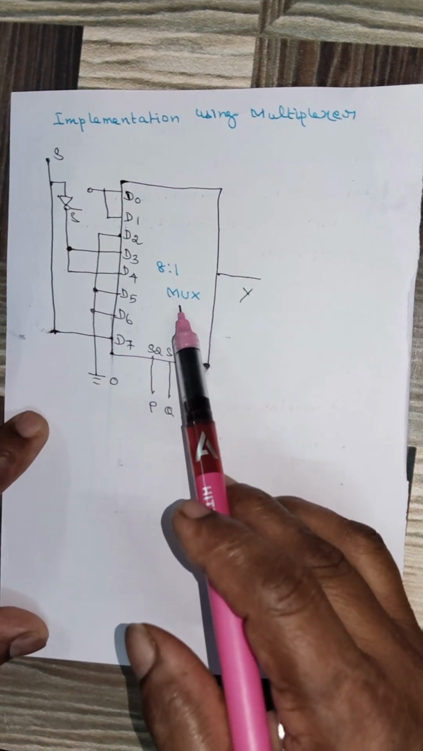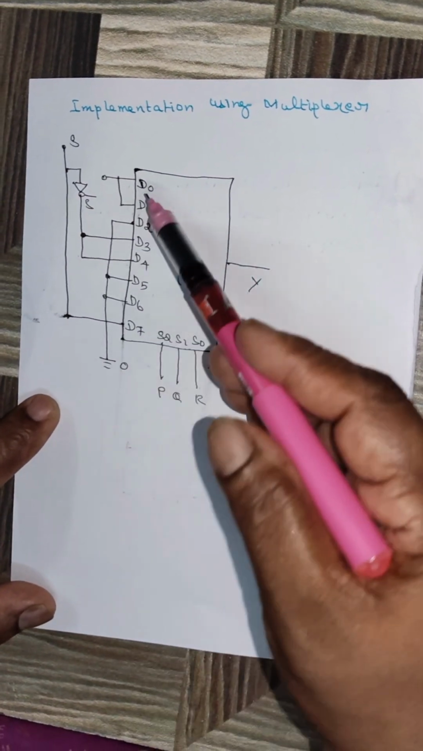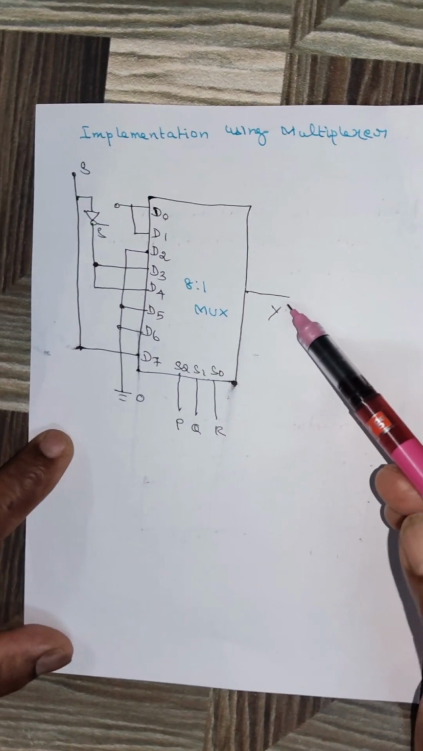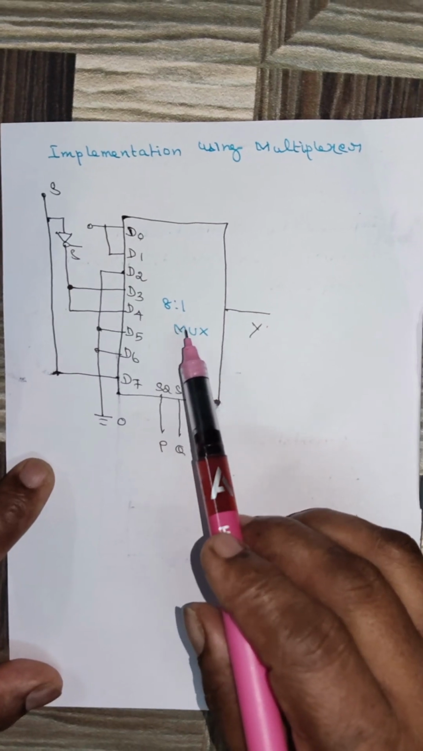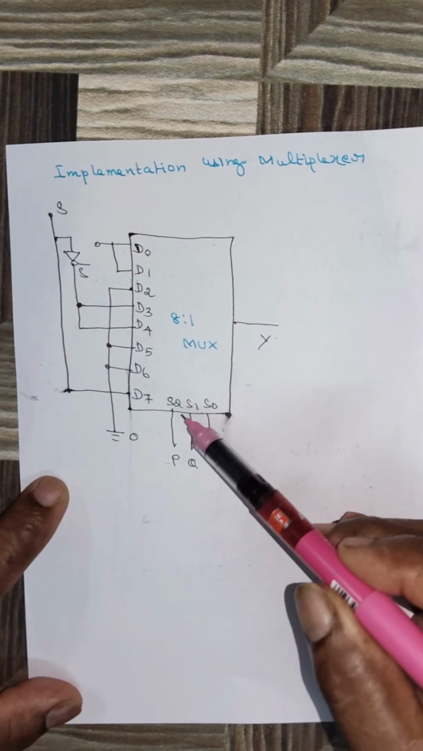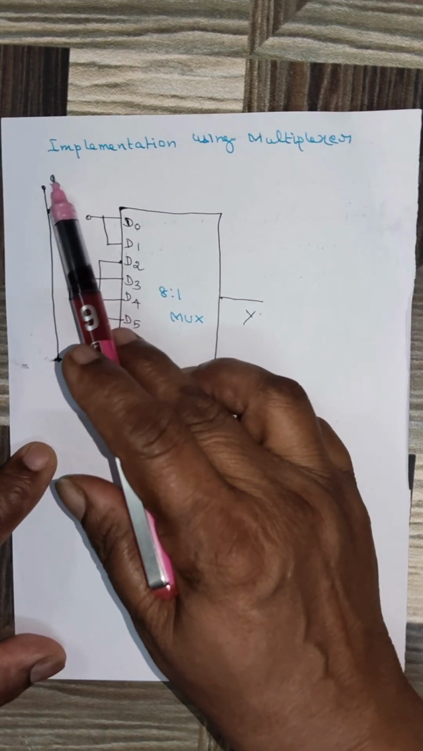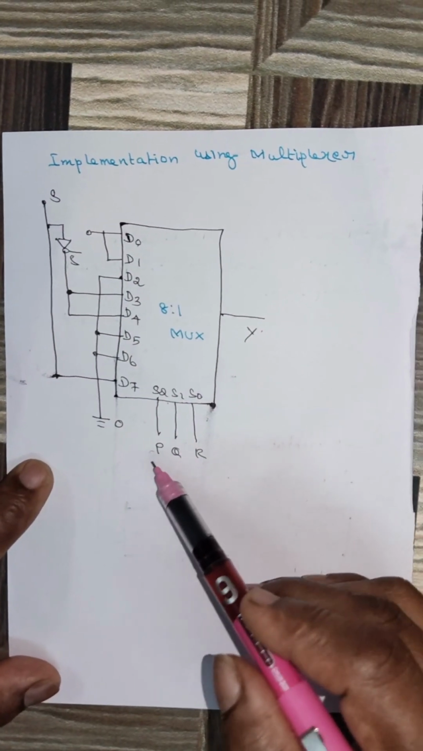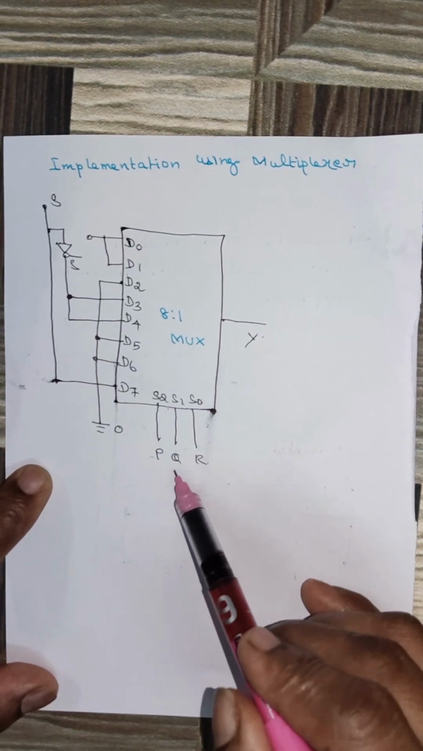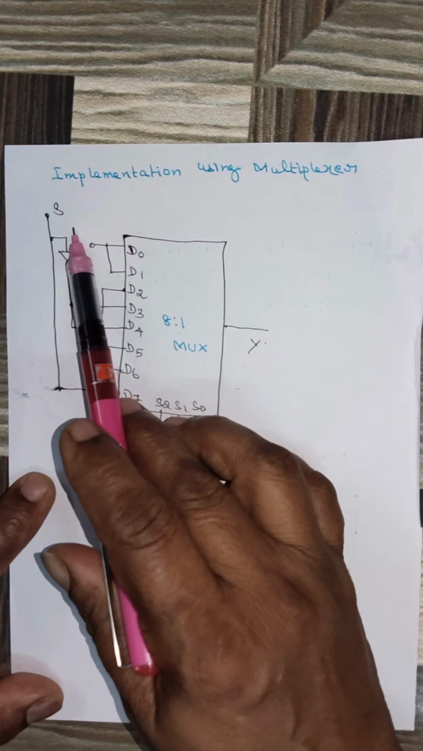So draw the 8 is to 1 mux like this. Since it is an 8 is to 1 multiplexer, there are 8 data lines from D0 to D7 and only one output line. The number of select lines needed for an 8 is to 1 mux is 3, taken from S0 to S2. Among the 4 variables, we use S for the data input and the remaining 3 variables for the select inputs. So P, Q, R are applied to the select lines from S2 to S0, and S is taken as the input data variable.